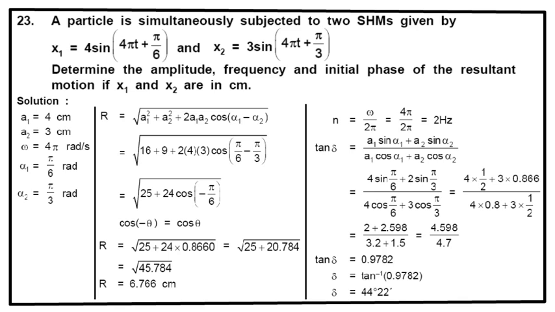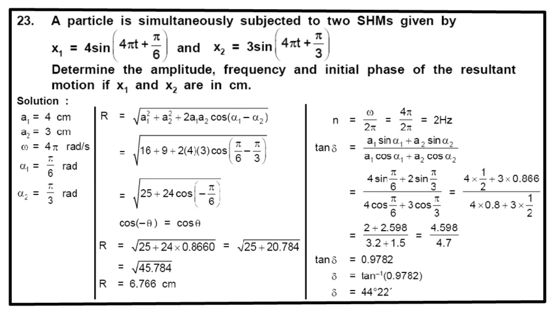Now resultant amplitude R is equal to square root of A1 square plus A2 square plus 2 A1 A2 cos of (alpha 1 minus alpha 2). So if I substitute all the values, I get R is equal to 6.766 centimeter. Here you have to remember cos of minus theta is cos theta itself because cos is an even function. Now n is equal to omega by 2 pi. Omega is known to us, 4 pi by 2 pi, that becomes 2 hertz.